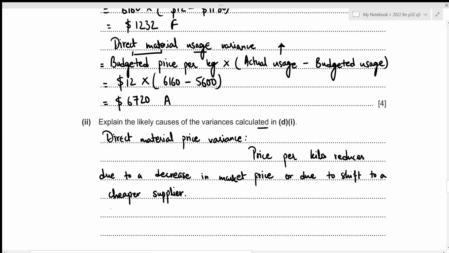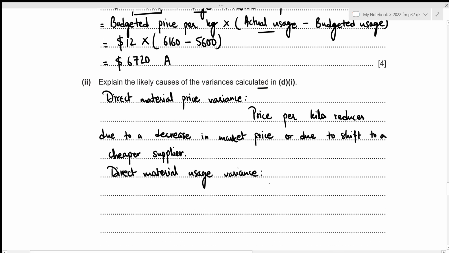Now let's talk about direct material usage variance. We can see that our actual usage has increased compared to the budgeted one, which means that we utilized more direct materials. Let's write it down. More direct materials are used.